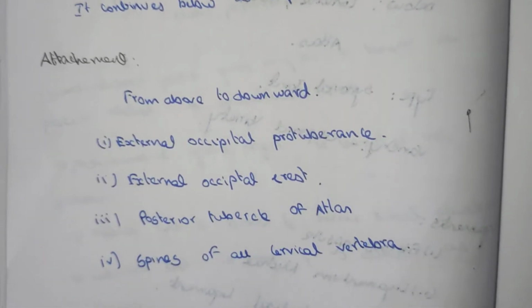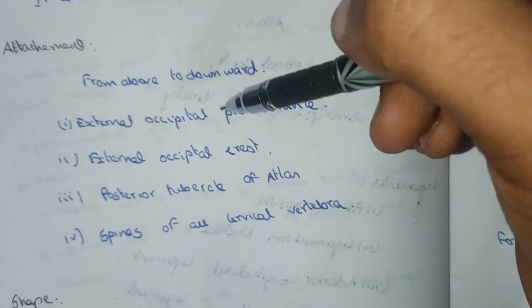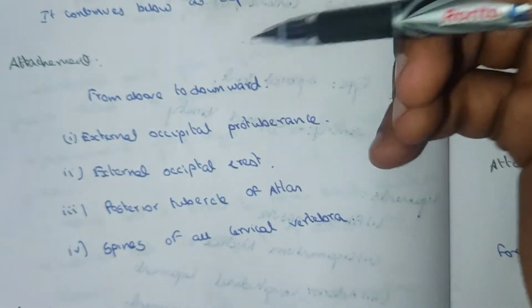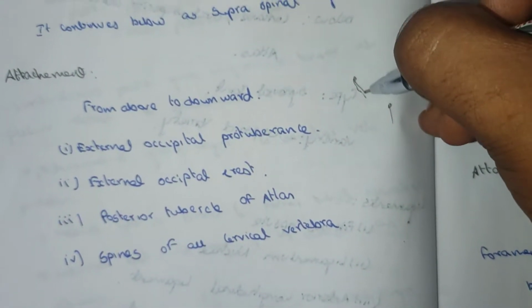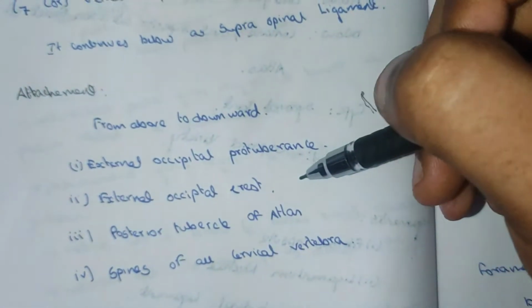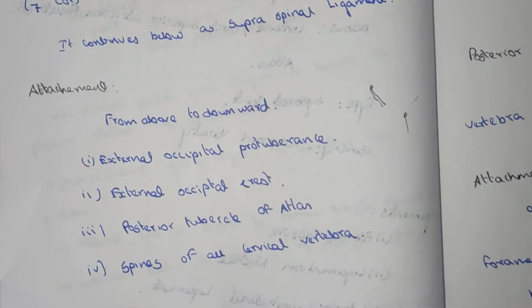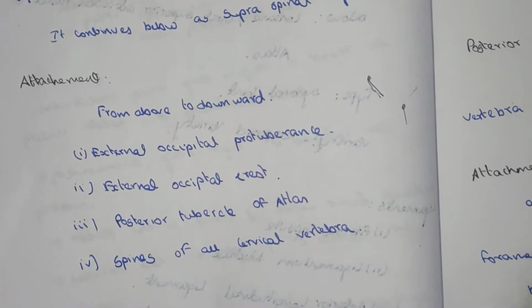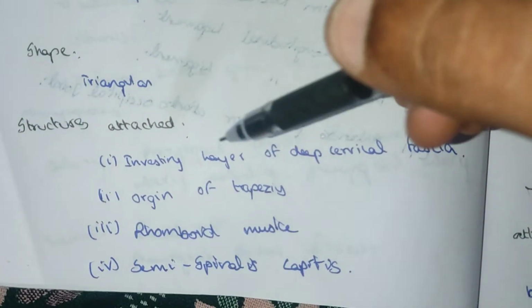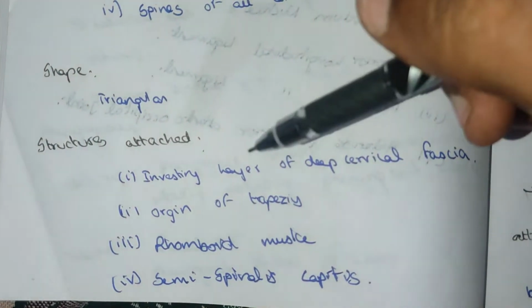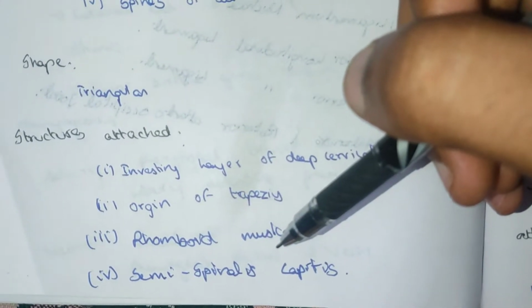Attachment, from above to downward: it attaches to the external occipital protuberance, which is on the occipital bone, and the external occipital crest. Here is the protuberance, and inside it there will be a crest below it. Then the posterior tubercle of atlas and the spines of all cervical vertebrae. These are the attachments of the ligamentum nuchae, and it is triangular in shape. The structures attached to it are the investing layer of deep cervical fascia, the origin of trapezius, rhomboid muscle, and semispinalis capitis.